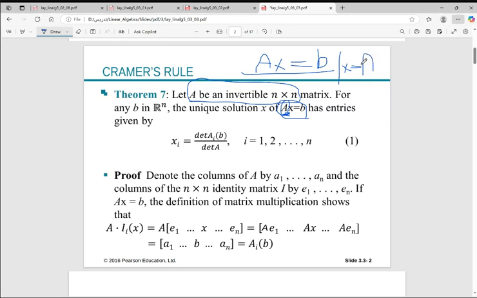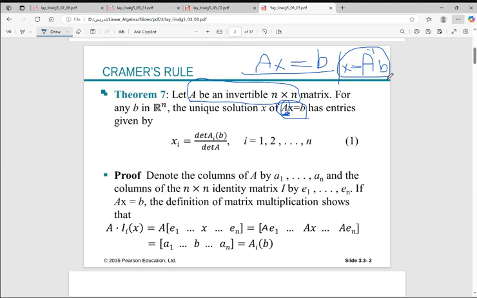X equals A inverse. So this is the solution, the value of X. Then we have Ax equals B and A is invertible. Then X equals A inverse B, right? This is the solution, the value of X for this system of linear equations. We already knew this. We already had a theorem for this.